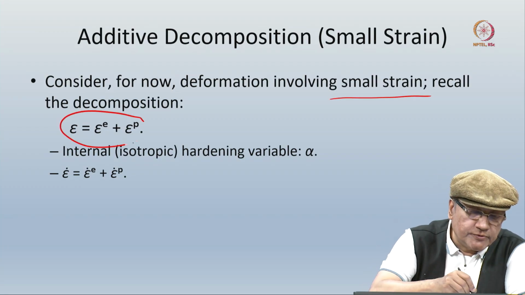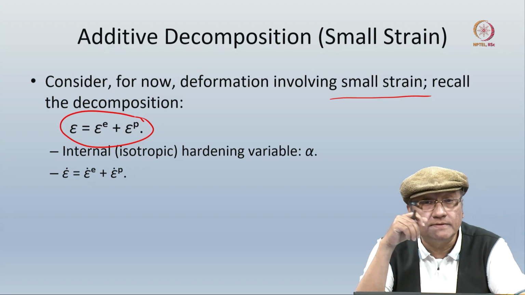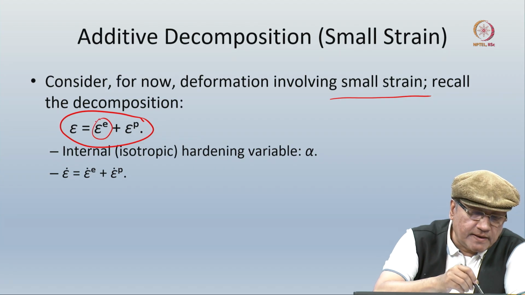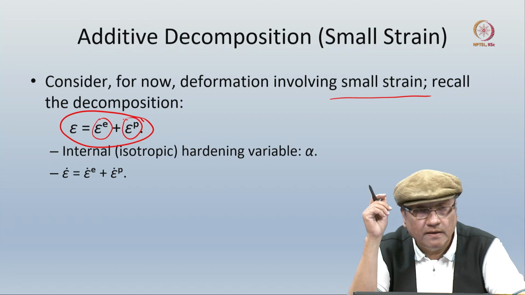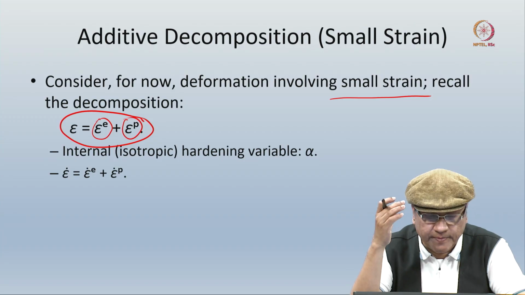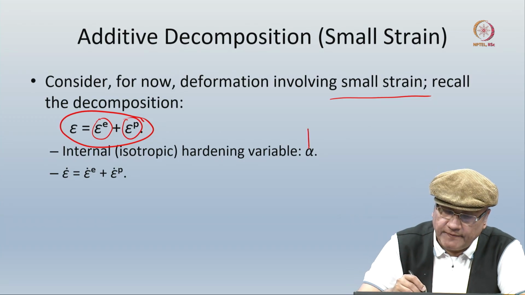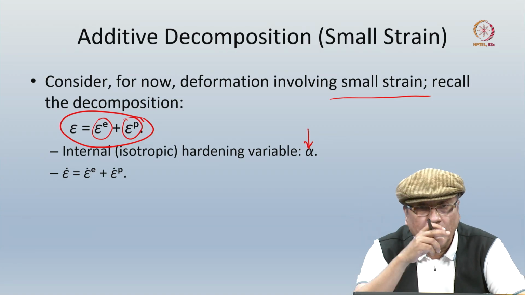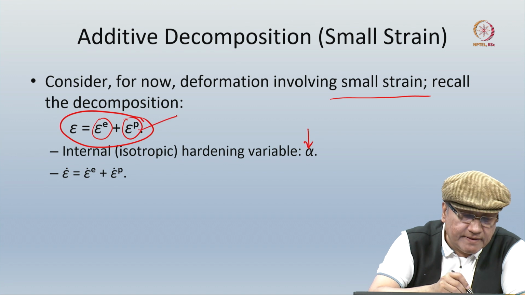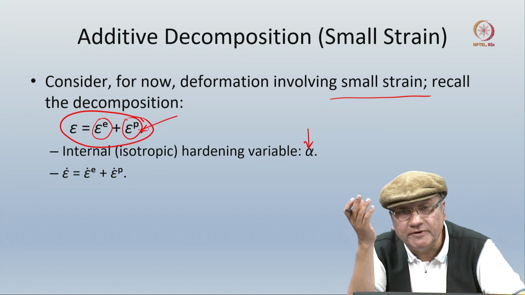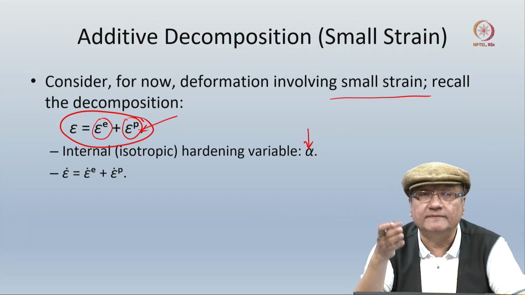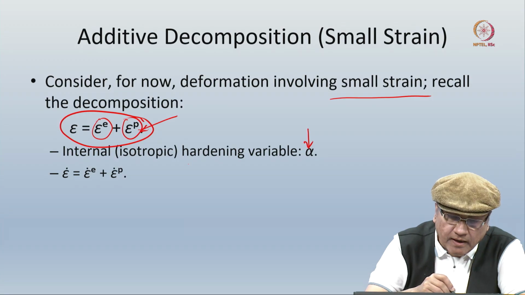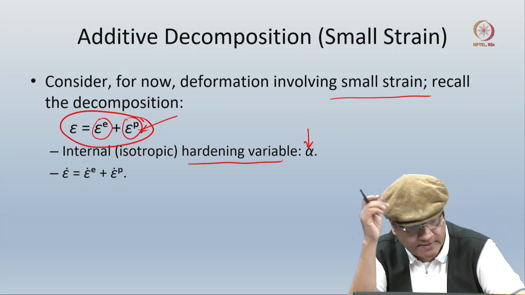Recall that this additive decomposition is always valid for such cases, that is, the total strain is split into the elastic and plastic parts. Epsilon E is the elastic part, epsilon P is the plastic part, alright. Now the internal or the isotropic hardening variable, let us call it alpha, okay. So this alpha is excluding already one internal variable, which is this epsilon P, the plastic strain. This is also an internal variable. Ideally I should include this within alpha, but let us consider from now onwards alpha as representing only the hardening variables, okay, the extra ones.